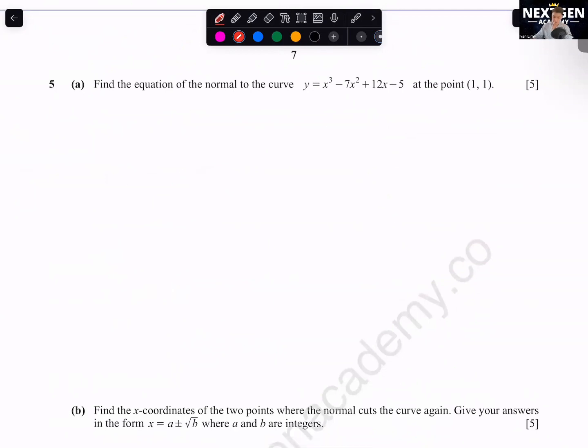Question 5a. Find the equation of the normal to the curve y equals x cubed minus 10x squared plus 12x minus 5 at the point (1, 1). Paper 1 was the hard one, right? So what do we want to find? The equation of the normal to the curve at the point (1, 1). So that means I have some sort of curve.